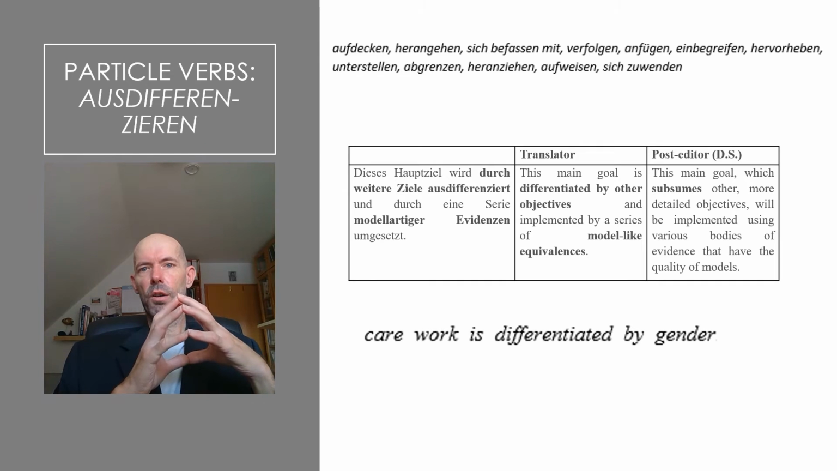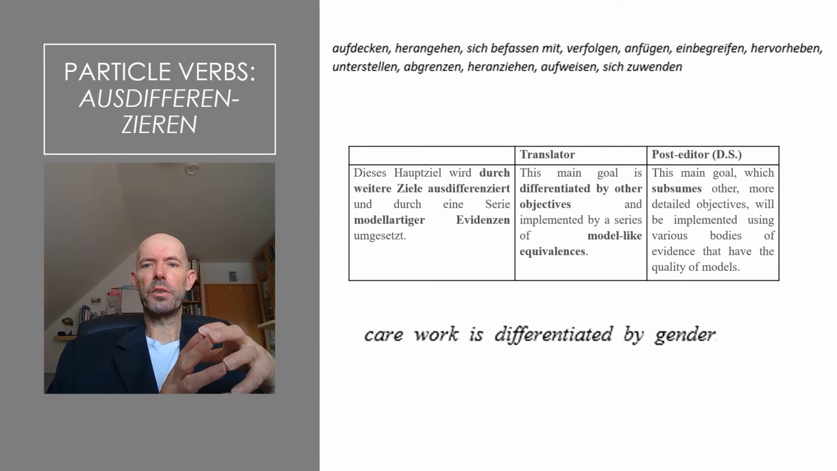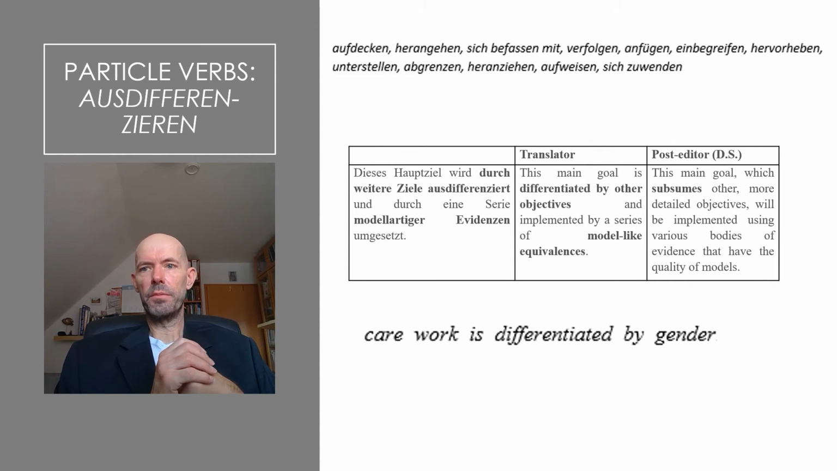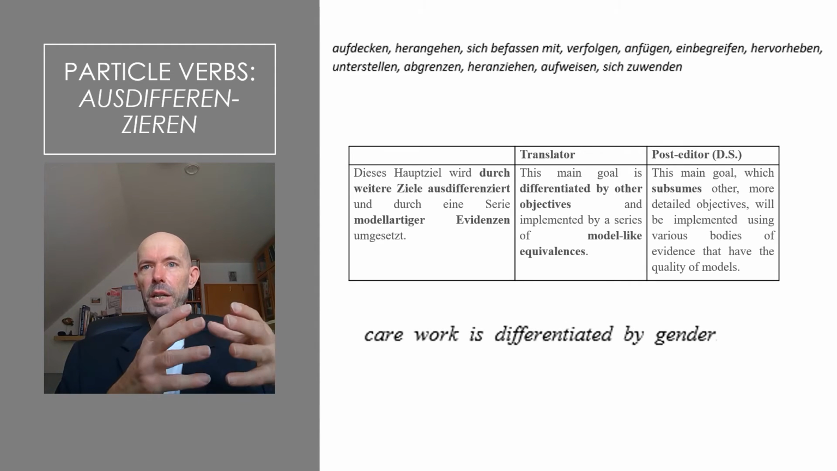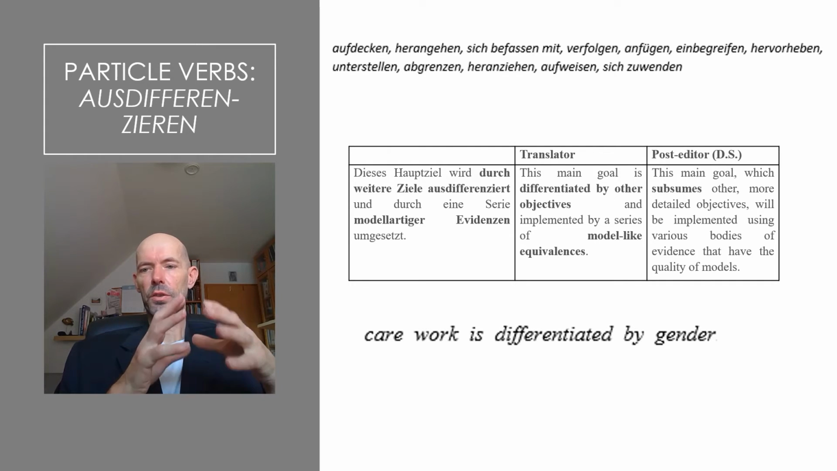Examples of these verbs are aufdecken, herangehen, sich befassen mit, verfolgen, anfügen, einbegreifen, hervorheben, unterstellen, abgrenzen, heranziehen, aufweisen, and sich zuwenden. Now, these verbs are formed by adding a prefix to a simple verb such as ziehen, and this allows the meaning of these verbs to be especially qualified and made dynamic: heranziehen, hinzuziehen, and so on. Our example contains the verb ausdifferenzieren, so a verb that combines a learned root with a native prefix.